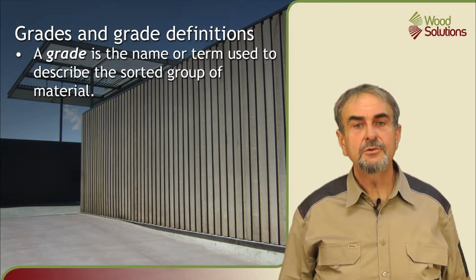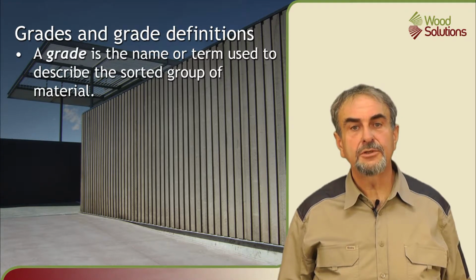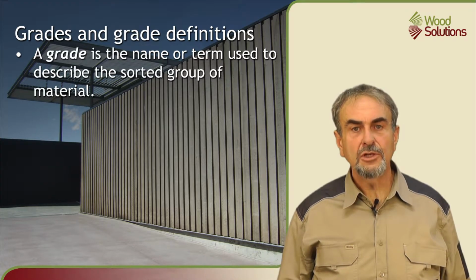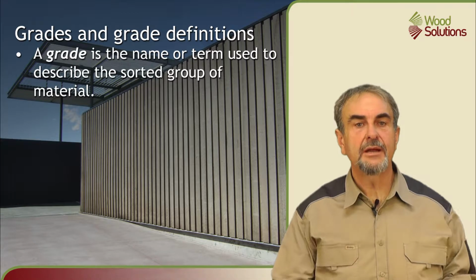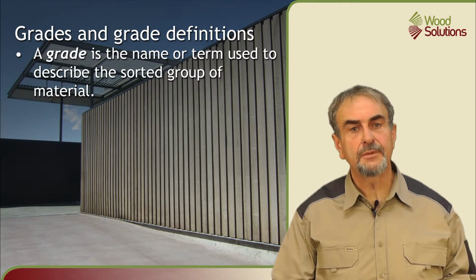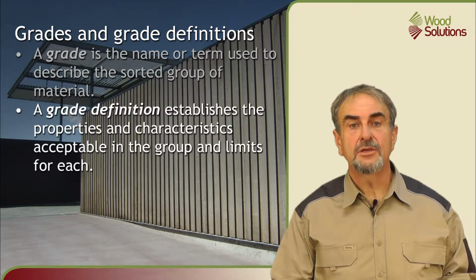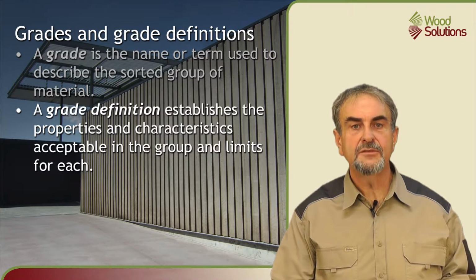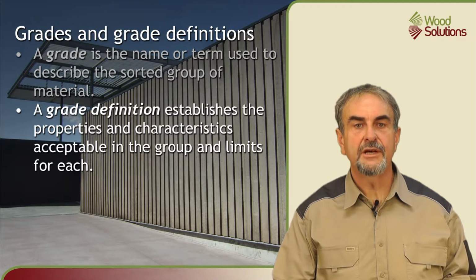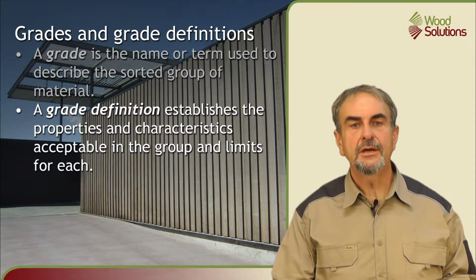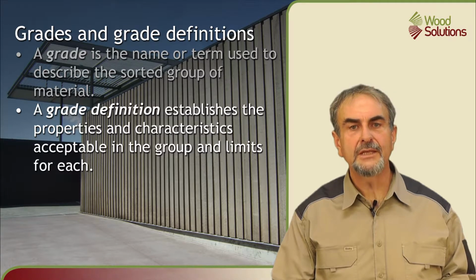A grade is a single name or term used to describe the sorted group of material, while the document or list that describes the properties and characteristics acceptable in the group, and established limits for them, is called a grade definition. If we take any common grade names used for products such as MGP 10 for structural material or medium feature grade for appearance products, we know that behind the name there is a more complex list of descriptions for the material allowed in the group of timber when it is sorted.